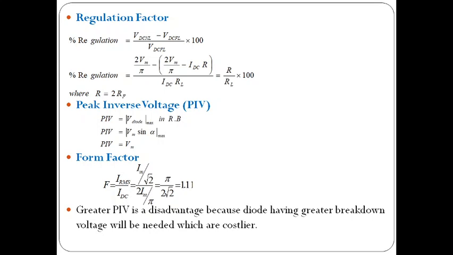And similarly, form factor is the ratio of RMS current to the DC current. So it equals 1.1. Clear? So here the peak inverse voltage problem is overcome in the bridge rectifier. Clear? So what are the drawbacks in the center tapped full wave rectifier?